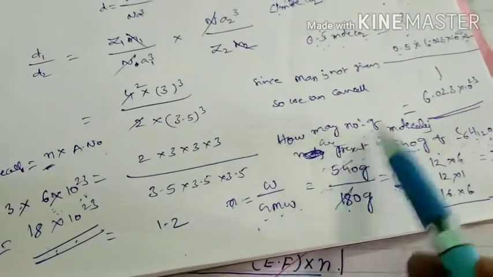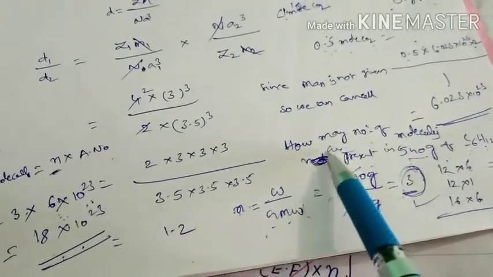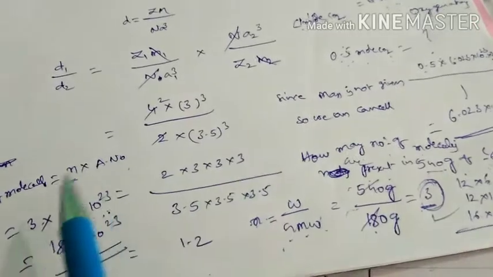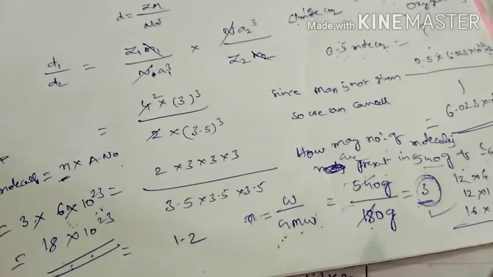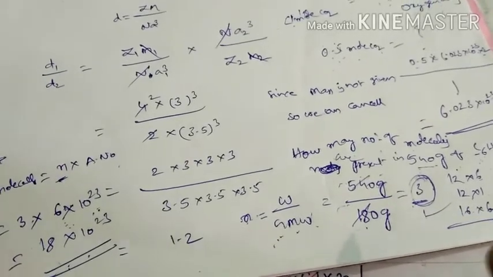If the question is number of moles, then we can simply use the first formula. But if the question is number of molecules, then we first use the first formula, and later we use the second formula. So this is the way to calculate number of moles and molecules in this model.